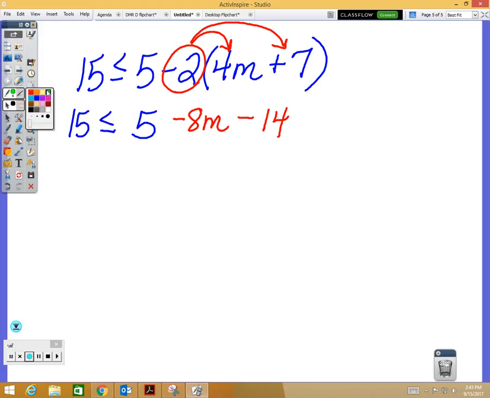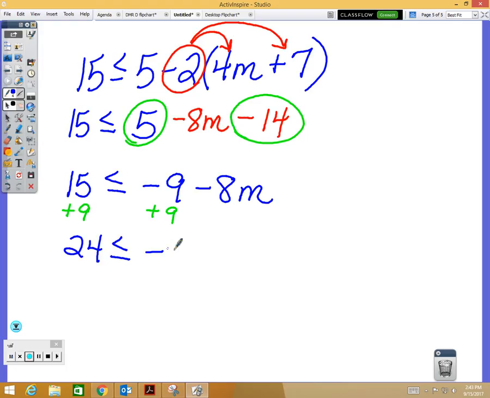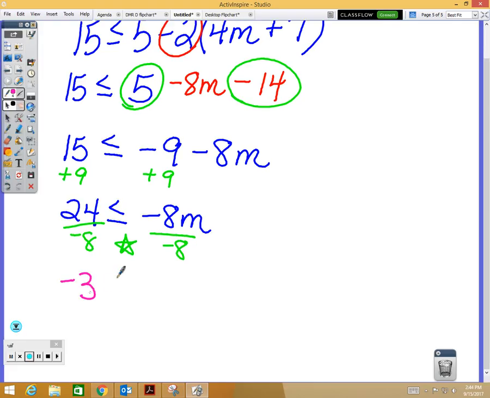Now I'm going to combine like terms. That's going to give me 15 is less than or equal to negative 9 minus 8m. Now I'm going to add 9. And that's going to give me 24 is less than or equal to negative 8m. And lastly, I'm going to divide by negative 8. Be thinking in your head. Negative 3 is less than or equal to m, but oops.